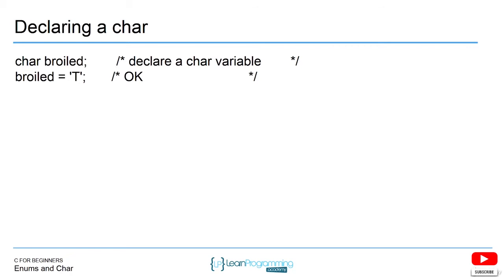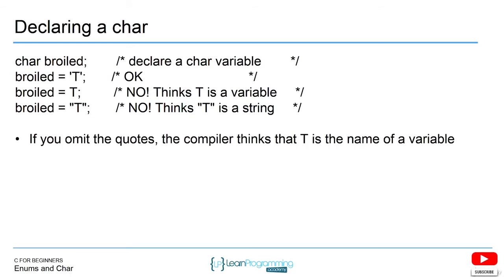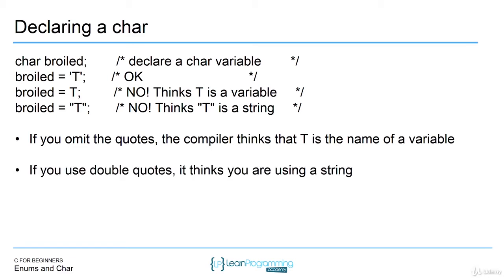When we assign to that variable, we put the value inside single quotes. So broiled equals 't' is perfectly fine. If we try to say broiled equals t and t is not inside quotes, that's not okay because t is a variable. And that would not be valid unless t is also of type char. Here we have broiled equals double quotes t. Again, that's not valid because double quotes in C means it's a string, which we'll talk more about. So if you omit those single quotes, the compiler is just going to think that t is the name of a variable, and it's not going to work. If you use double quotes, it's going to think you're using a string, as I mentioned.